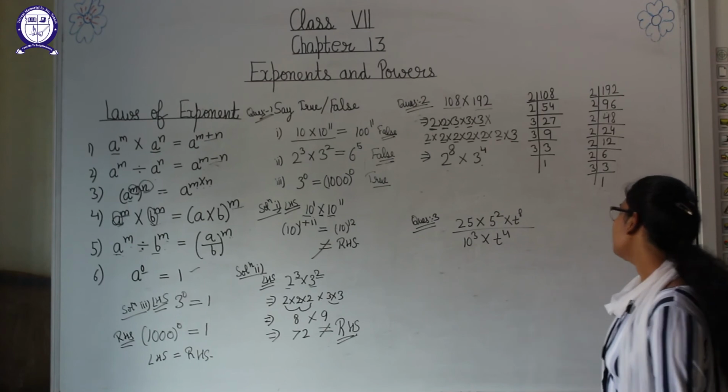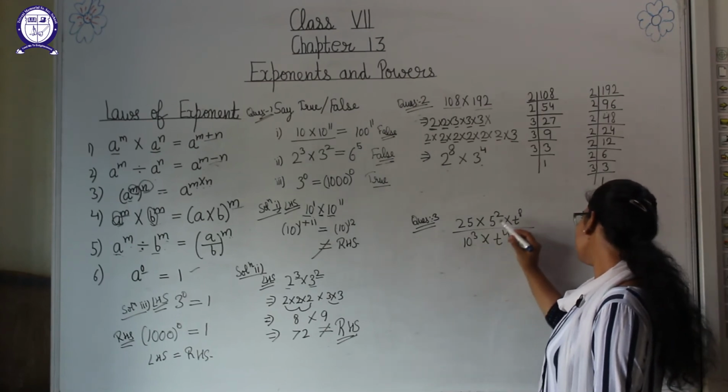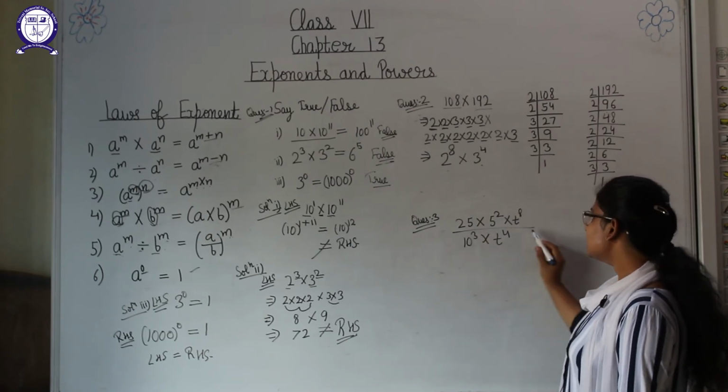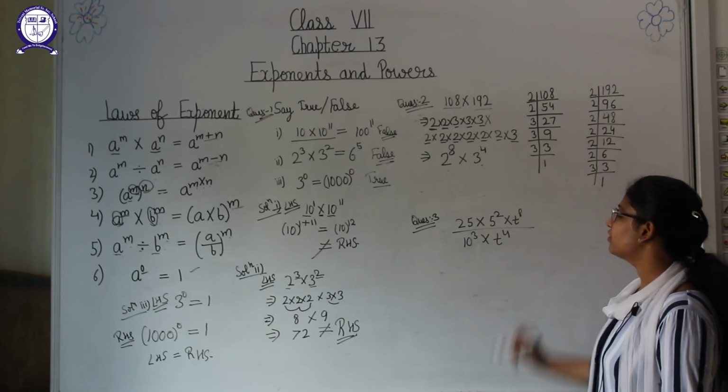Okay, now we will solve our third question. Here it is 25 into 5 raised to the power 2 into 2t raised to the power 8, divided by 10 raised to the power 3 into 2t raised to the power 4.